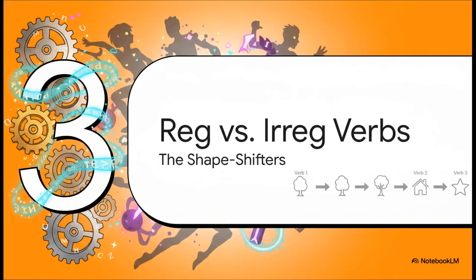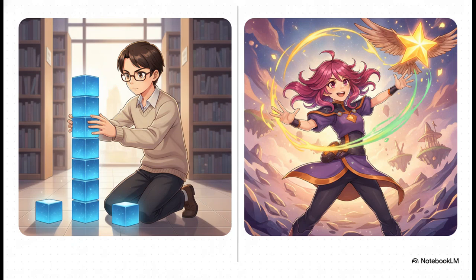Section 3. Regular versus irregular verbs. The shapeshifters. You can kind of think of verbs as shapeshifters. First up, you've got your regular verbs. These are the polite rule followers. They just add an ed or a d. Walk becomes walked, play becomes played, stop becomes stopped. Easy, right?